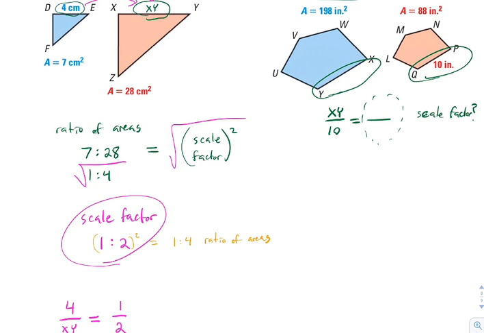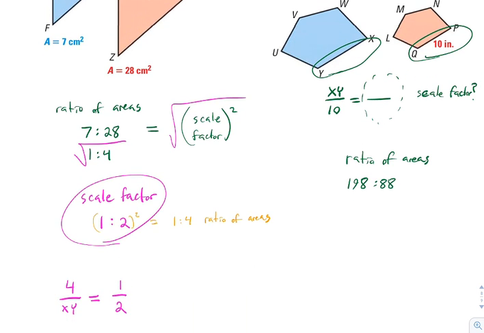So let's go backwards. Let's say, well, I know the ratio of my areas because I'm given the two areas. The ratio of my areas is 198 to 88. Now I got to reduce that. So first, I just see they're both even. So I divide both by 2, and I get 99 is to 44.